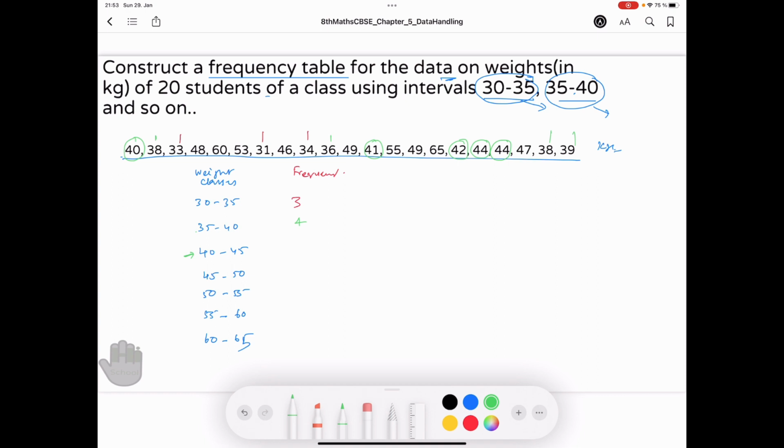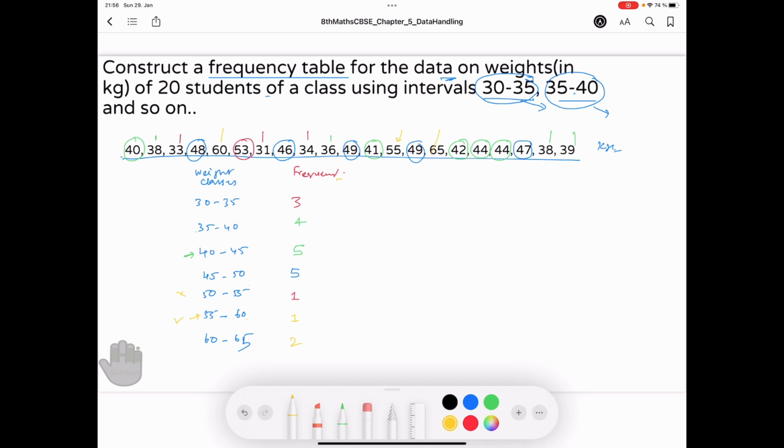Okay, so 1, 2, 3, 4, 5. So the frequency of this 40 to 45 kg class is 5. Now I have filled in the frequency for all the other classes. Please note that this 55 got counted here instead of here. We did not count it in the lower class, we counted it in the upper class.